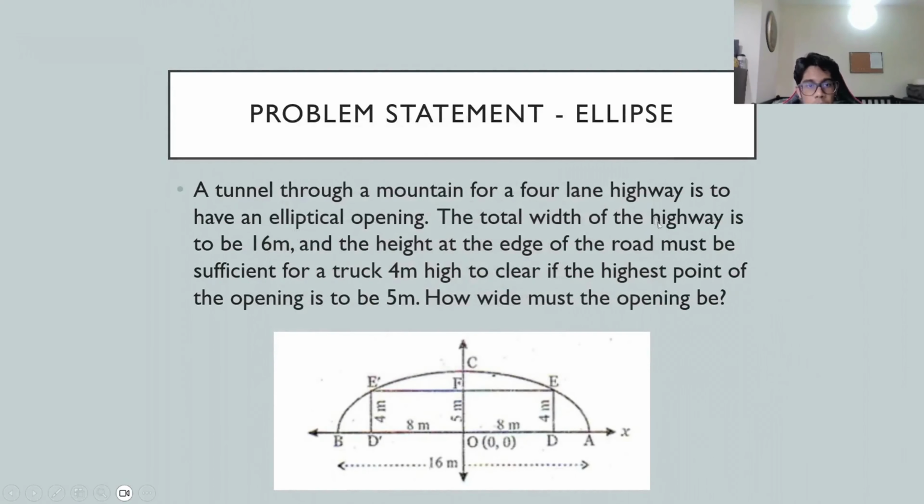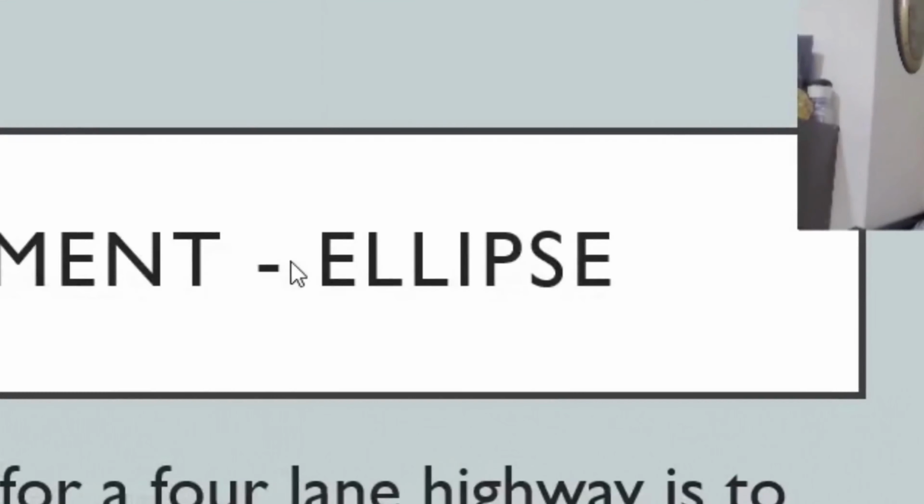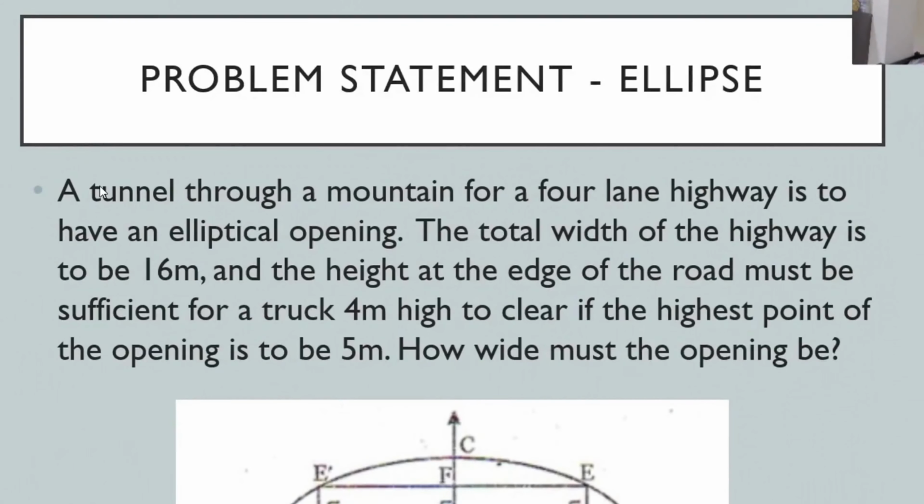Alright, so now moving on to the next question, we have an ellipse question. The question states that a tunnel through a mountain for a 4-lane highway is to have an elliptical opening. The total width of the highway is to be 60 meters, and the height at the edge of the road must be sufficient for a truck 4 meters high to clear. If the highest point of the opening is to be 5 meters, how wide must the opening be?